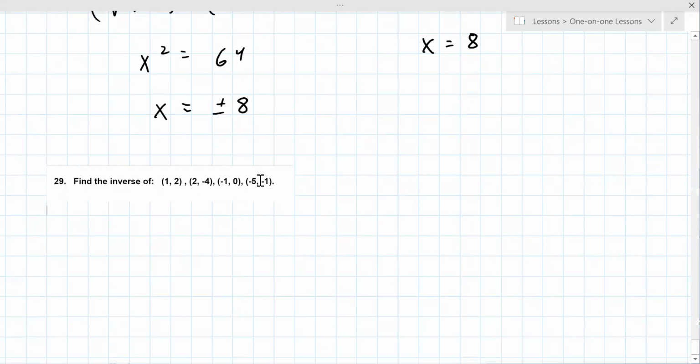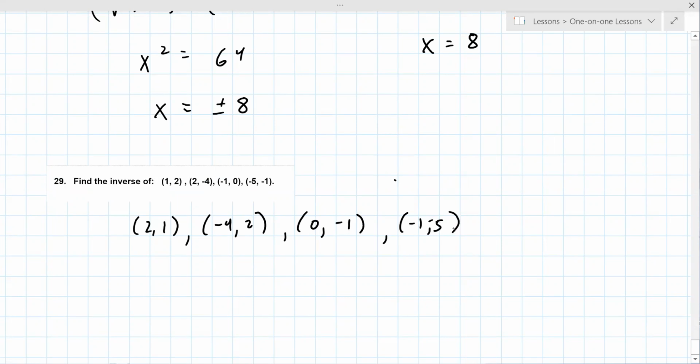Find the inverse. The inverse means to swap, exchange x for y. So the first data point becomes 2, 1. The next one becomes negative 4, 2. Then 0, negative 1, and negative 1, negative 5. You just switch them, right? Yep. 2, 1; negative 4, 2; negative 1, negative 1; negative 5, negative 1... All right, on to 30.